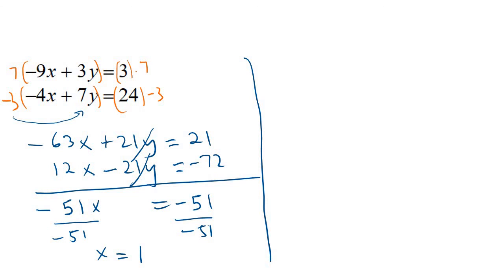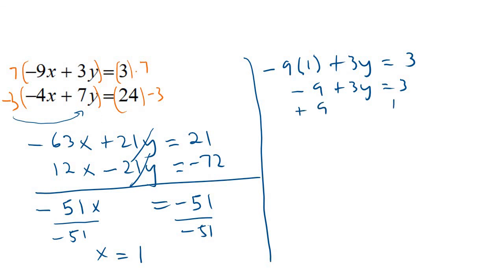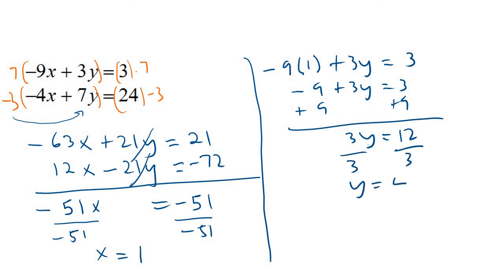So now the last step is to plug x into one of the equations. So I want to plug it into the top one. So negative 9 times 1 plus 3y equals 3. Negative 9 plus 3y equals 3. And now I can add 9 to both sides. So 3y equals 12, divided by 3, y equals 4. So the solution to the system is 1, 4. And that's how you solve systems by using the elimination method.